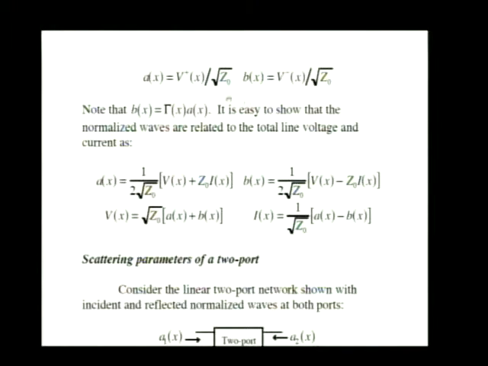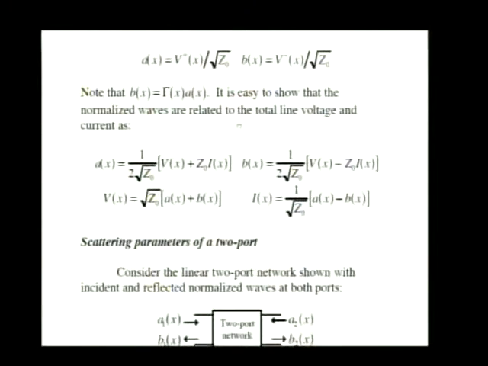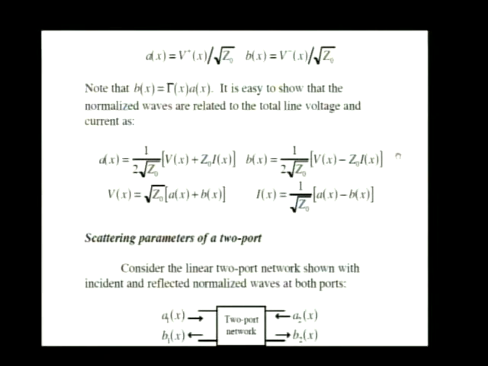Well, since the reflection coefficient was V minus over V plus, I could solve this equation for V minus in terms of B, solve that equation for V plus in terms of A, and end up with saying reflection coefficient is just B divided by A also. Or B is equal to reflection coefficient times A. Now, here's the answer to a question that's probably on a lot of your minds at this point.